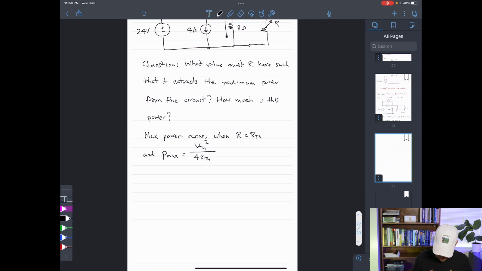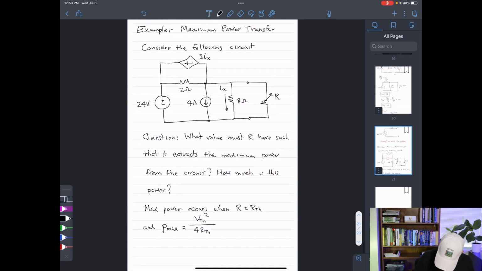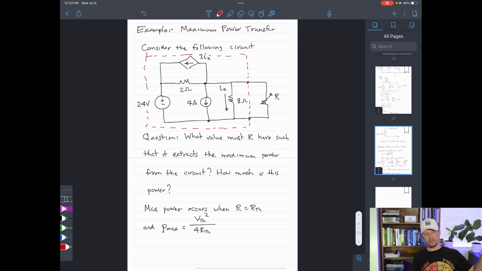So the question is, more than anything else, if I were to draw, let's say, a box around this entire circuit up here, right? Well, what would the Thevenin equivalent of that circuit happen to be? If we can find the Thevenin voltage and we can find the Thevenin resistance, we can then use these equations in order to find the maximum amount of power, right?